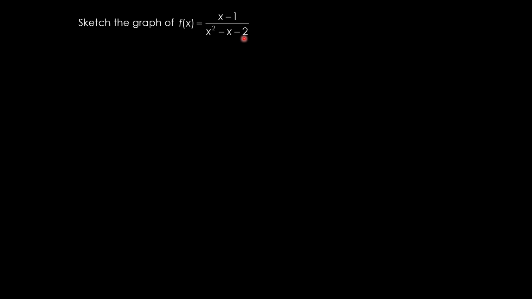We have a trinomial here. The coefficient of x squared is 1, so we're just going to look for two numbers that multiply to negative 2 and add to negative 1. Those numbers are negative 2 and 1, so our denominator can be rewritten as x plus 1 times x minus 2. So there's our function in factored form.